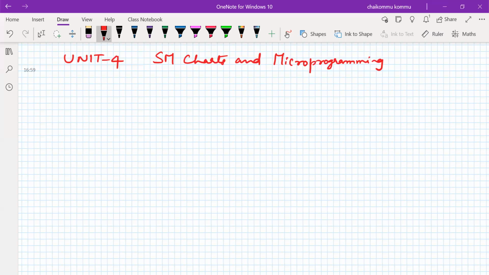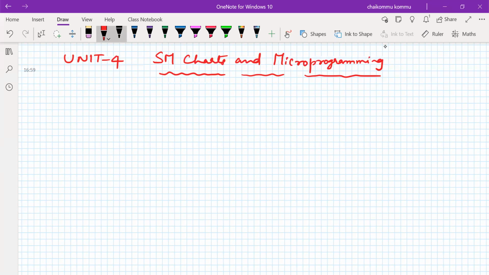So this is today's topic: microprogramming. This is the fourth unit. There are very simple concepts in this particular one. The huge concepts I've discussed already in the previous class. Let us recapitulate what we have seen in the previous class, and then we'll go for the SM charts.